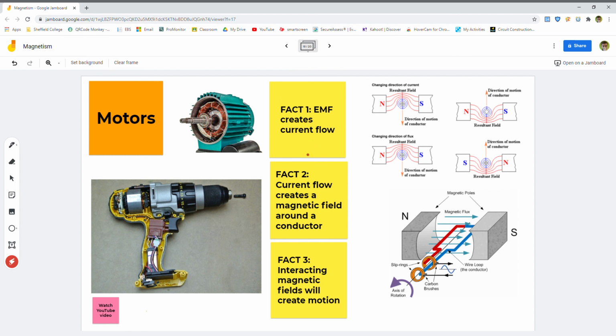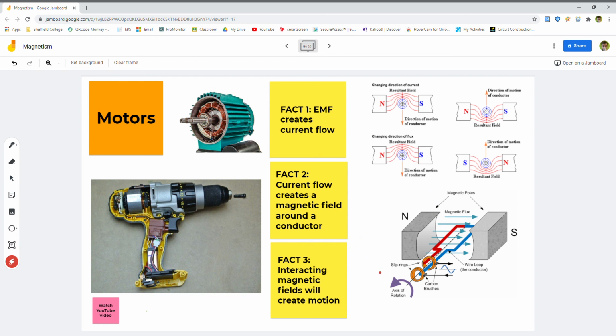So we'll just go through these facts. Fact number 1, EMF creates current flow. Fact number 2, current flow creates a magnetic field around a conductor. Fact number 3, interacting magnetic fields will create motion. If we break these all down into our drill, for example, EMF will create current flow. In this example, our EMF is going to come from our battery.